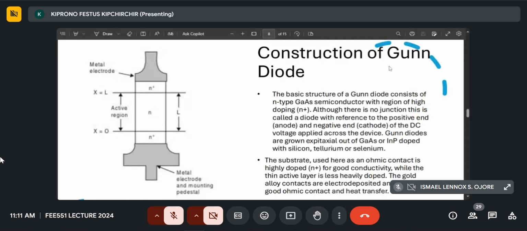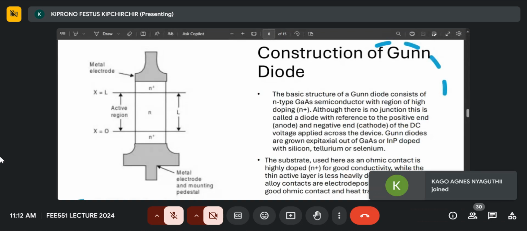As you can see in the construction of the GaN diode, the basic structure consists of an N-type gallium arsenide semiconductor with regions of doping. Although there is no junction like in the normal diodes we're used to, there is an anode and a cathode. The GaN diodes are grown epitaxially out of gallium arsenide or indium phosphide.